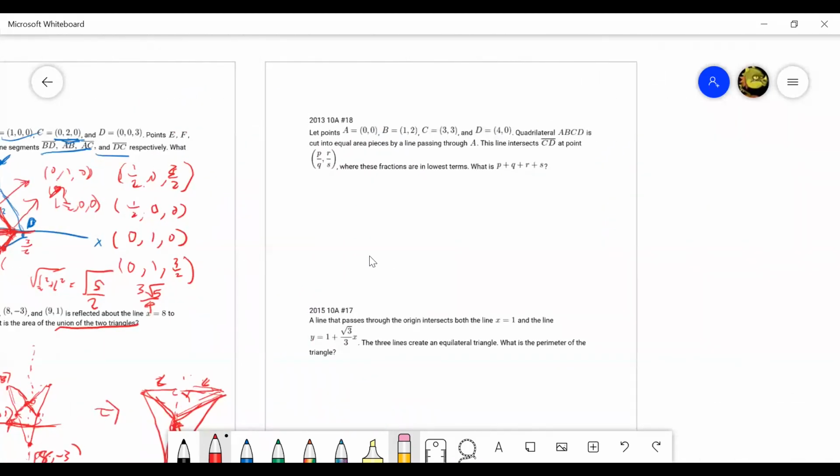2013 10A number 18. The points A equals (0, 0), B equals (1, 2), C equals (3, 3), and D equals (4, 0). Off the bat, I can just draw the first quadrant since everything is going to be a positive coordinate. A is (0, 0), B is (1, 2), so maybe around here. C is going to be (3, 3), and D is going to be (4, 0). So ABCD looks something like this. Quadrilateral ABCD is cut into equal area pieces by a line through A. That means it's going to be some line, probably like this, that cuts this into equal areas.